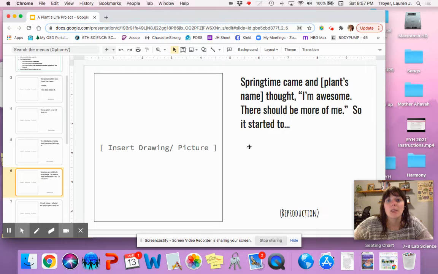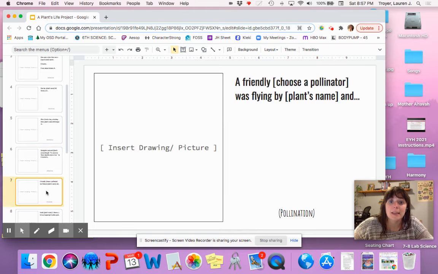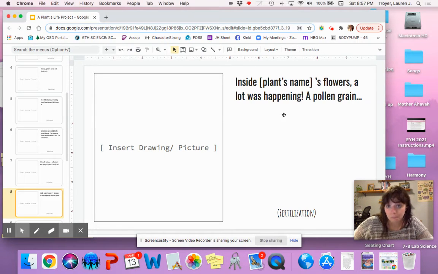So thinking about how a plant does reproduction, and doing a little research so that you can add some sciencey details to it. Here's where you can talk about pollination. A friendly pollinator came and helped out your plant by taking pollen from one plant and bringing it to your plant, or something like that, in order to be able to actually provide for the next slide, which is fertilization.